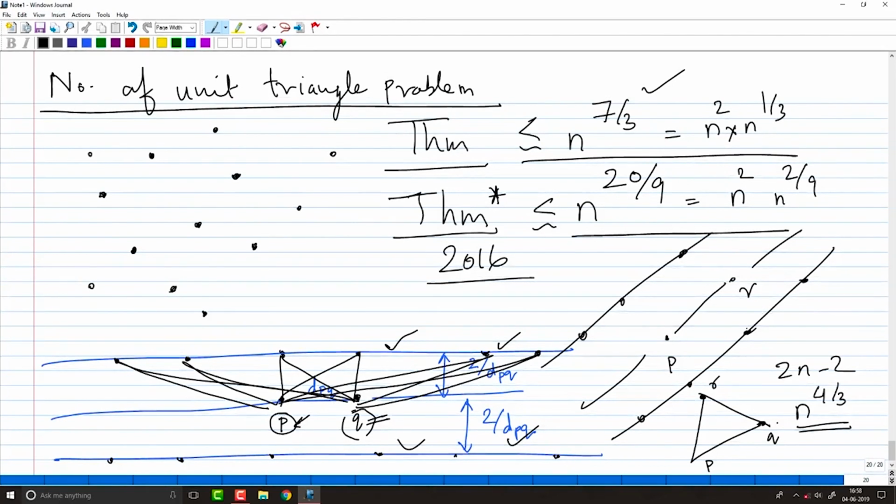If I know the bound on incidences, okay, so up to a constant it will be n to the power 4 by 3. Good. How many ways can I choose P? N choose 1, so n. So, n to the power 4 by 3 plus 1. Let us get this bound.